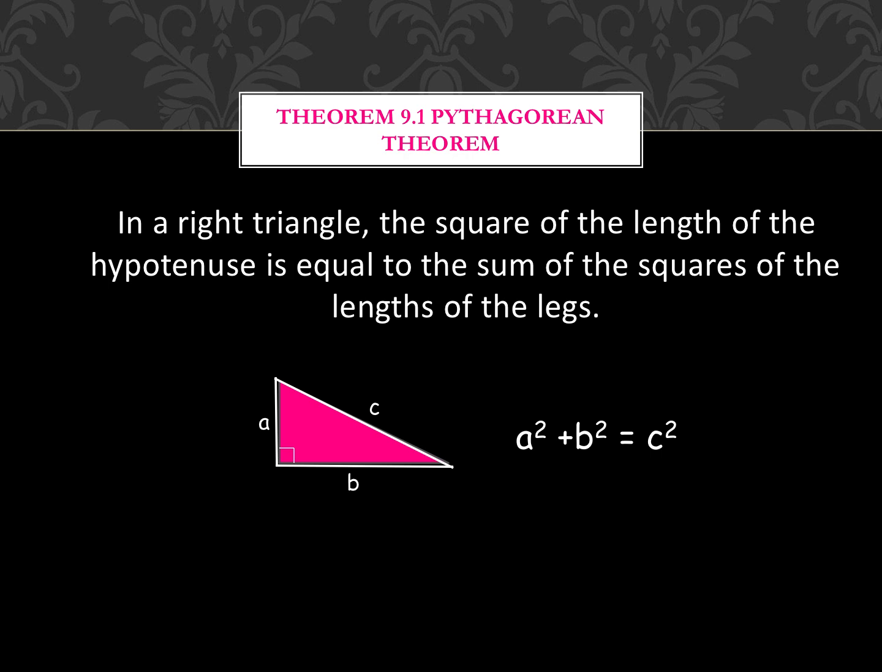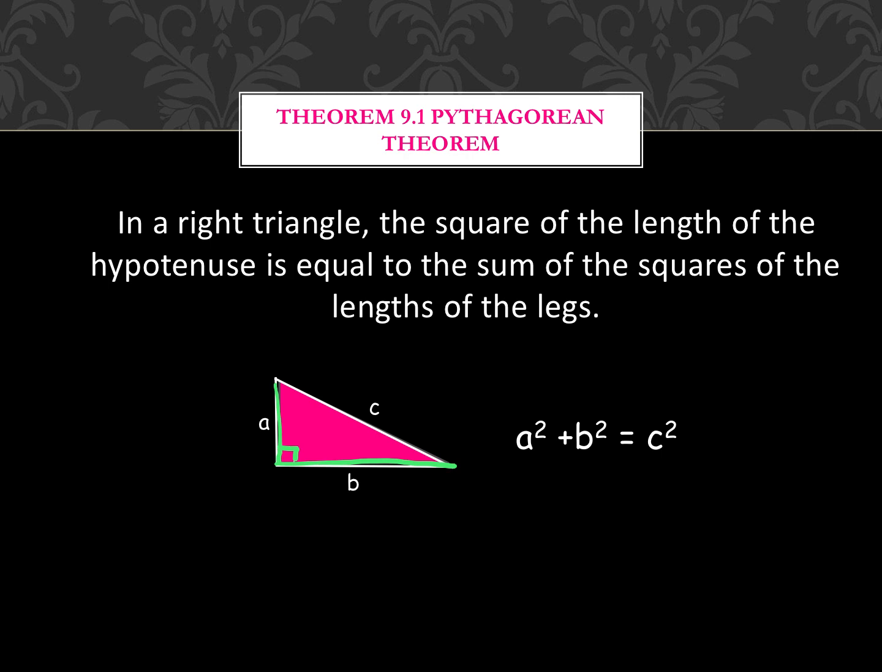The Pythagorean Theorem is a squared plus b squared equals c squared, and you can only use this for right triangles. So in a right triangle, the square of the length of the hypotenuse is equal to the sum of the squares of the lengths of the legs. So in this picture, my legs are the A and the B. They are the sides that are forming this right angle.